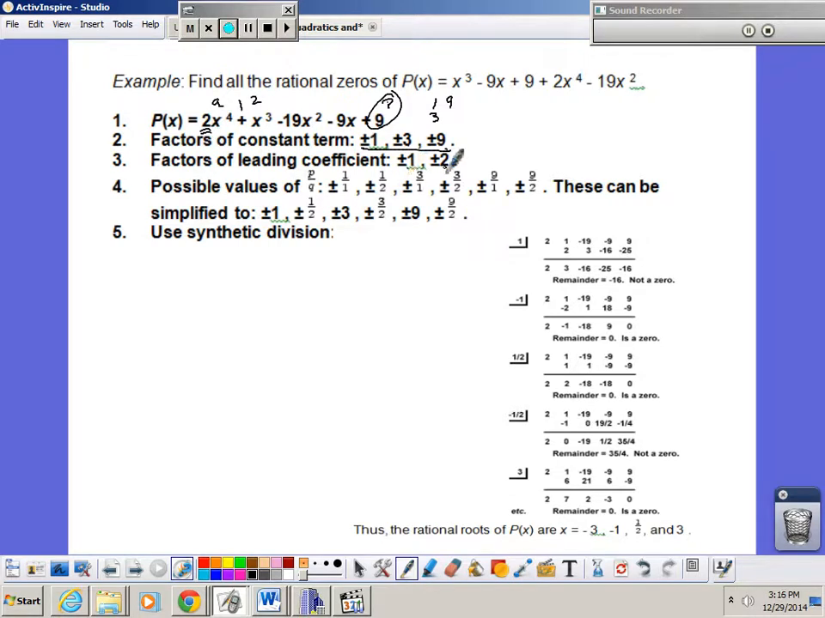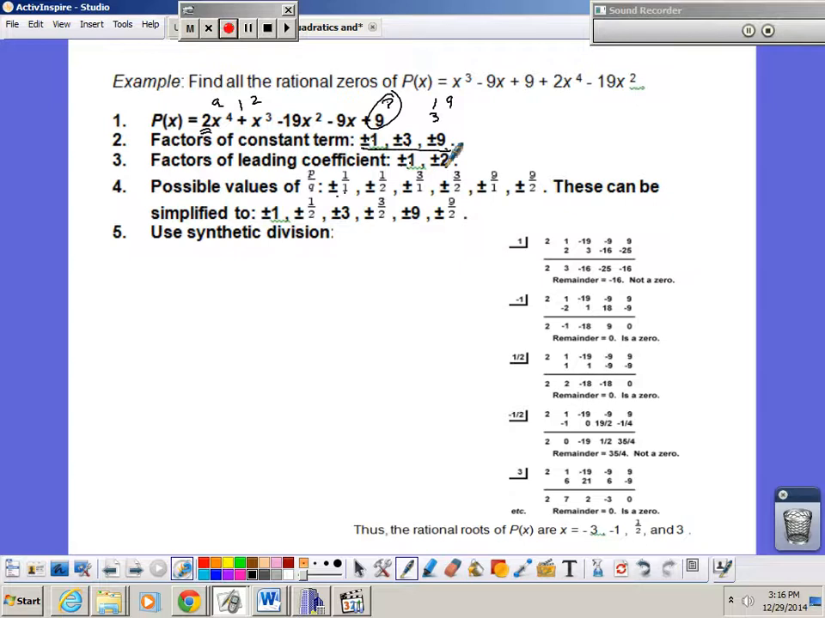And then I set them up as fractions. Plus 1 over plus 1, plus 1 over minus 1, so it can be plus or minus 1. 1 over 2, plus or minus a half. 3 over 1, 3 over 1. 3 over 2, 3 halves. 9 over 1, 9 over 2. So these are all the possible things I can use to do synthetic division to find the roots.